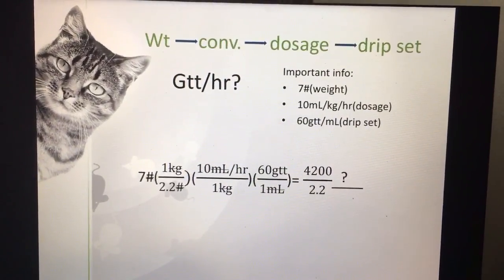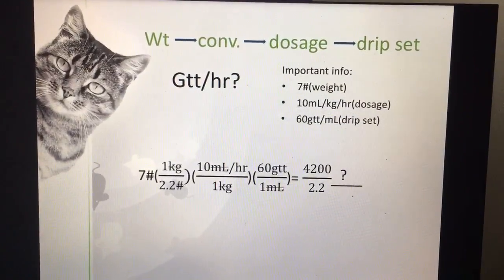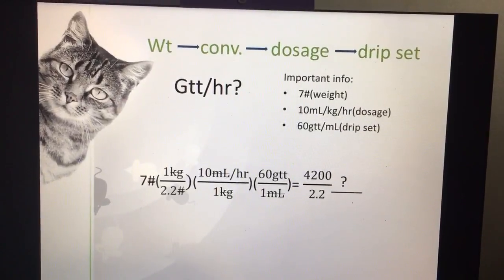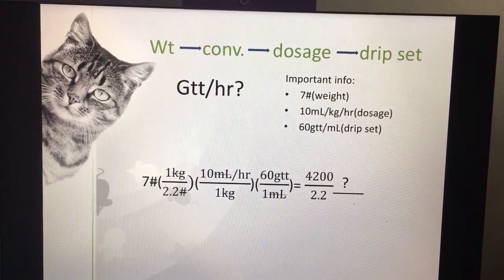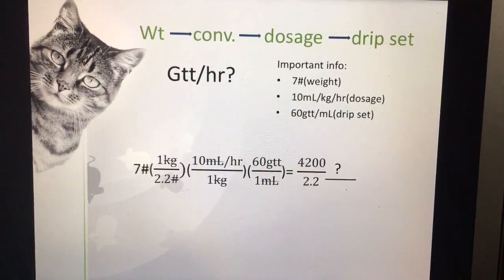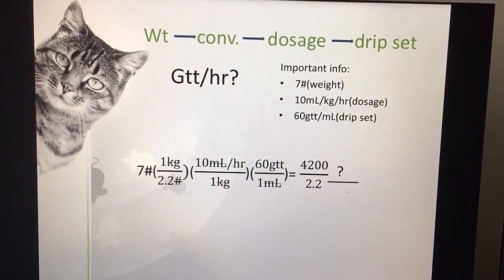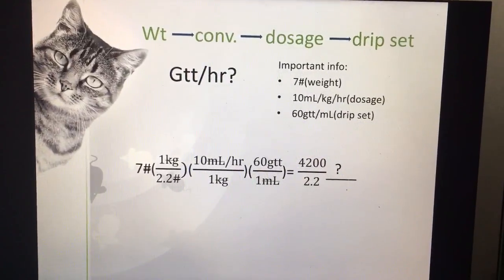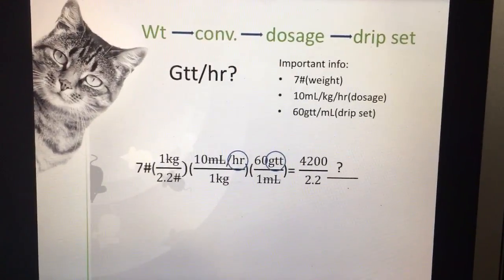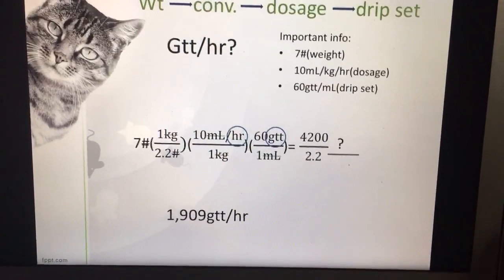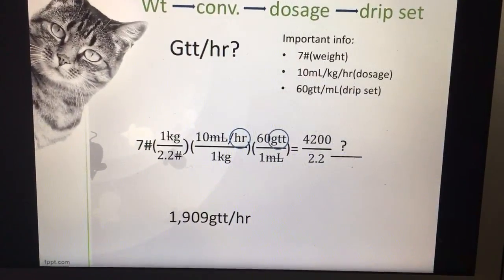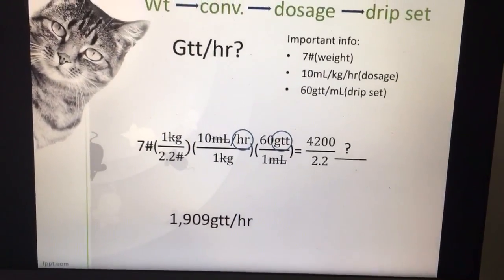If you multiply the top numbers, 7 times 1 times 10 times 60, you'll get 4,200. And if you multiply the bottom numbers, 2.2 times 1 times 1, you'll get 2.2. To figure out the units, again, you cross out the ones that are the same. So pounds, kilograms, milliliters, and you're left with hours and drops. And that's what we want. If you divide 4,200 by 2.2, you get 1,909 drops per hour. And that is what we want.